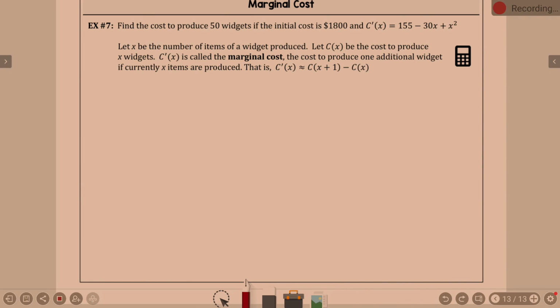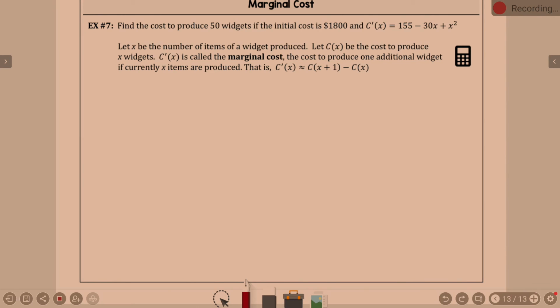C prime of X, we talked about this a long time ago. It's also called the marginal cost. It's been a bit, right? Which is the cost to produce one additional widget if currently X items are produced. That is, C prime of X is approximately, basically the difference in the cost, right? C of X plus 1 minus C of X.